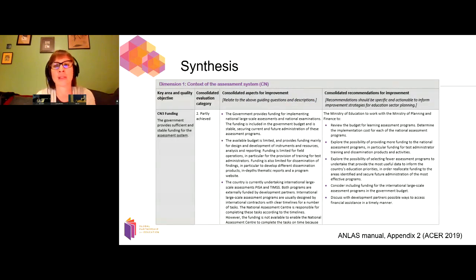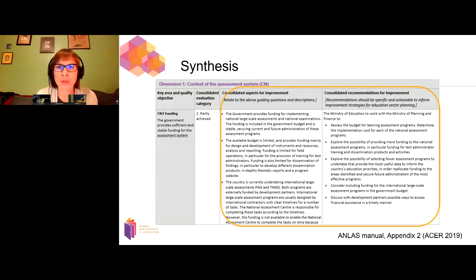This example shows synthesis table 2, the ANLAS findings and recommendations. Again, for dimension 1, the context of the assessment system, and again, key area 3, funding. It indicates the key area and the quality objective. Next, please. Then next, please. It shows the consolidated evaluation criteria. And next, please. It also shows the consolidated aspects for improvement and the recommendations for improvement.